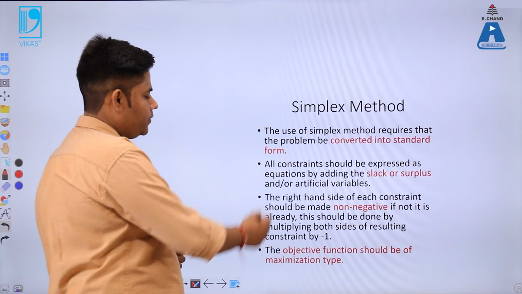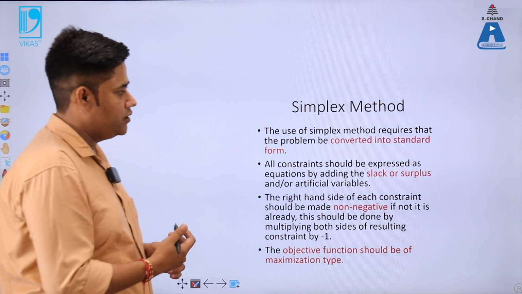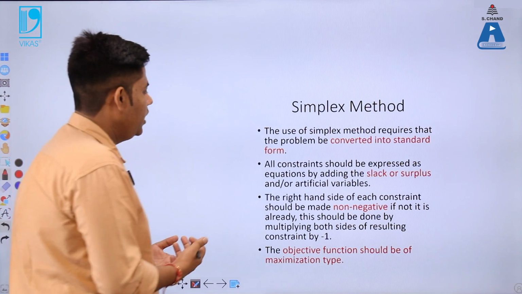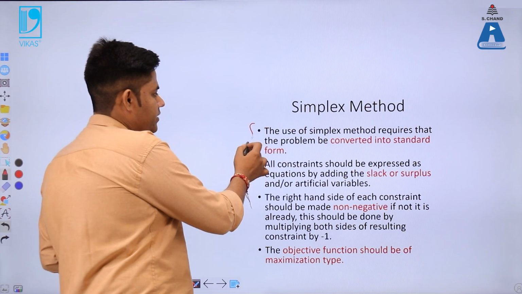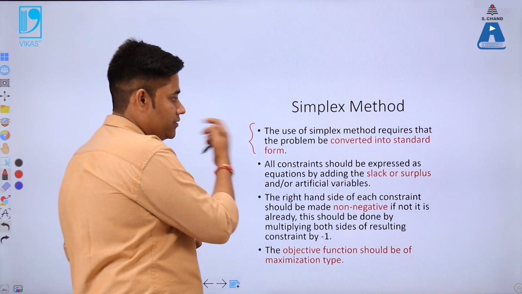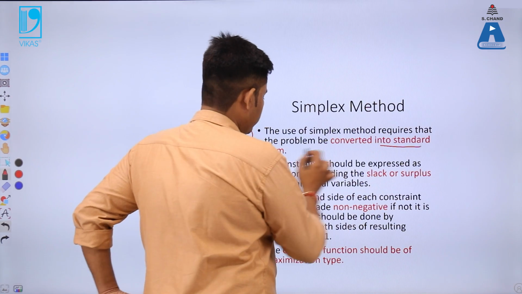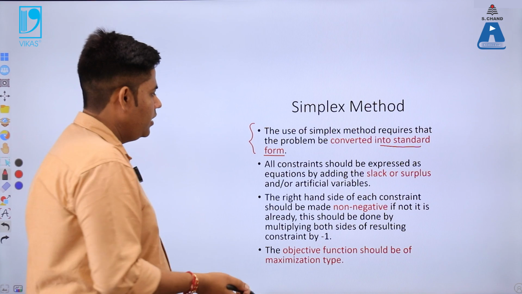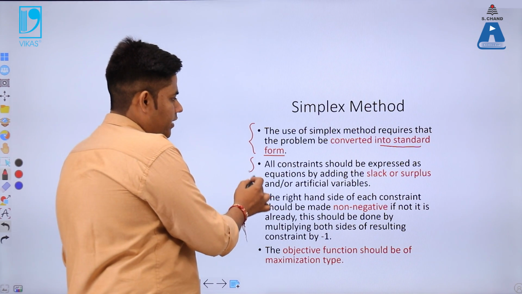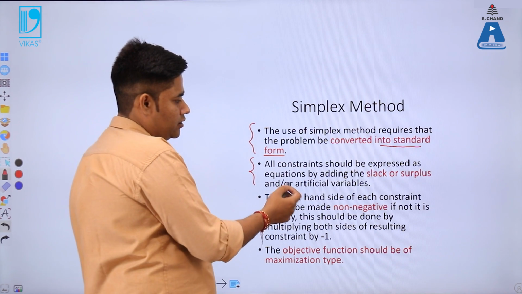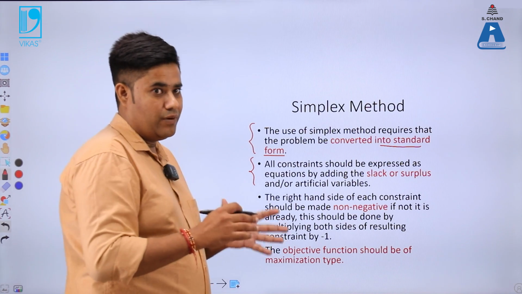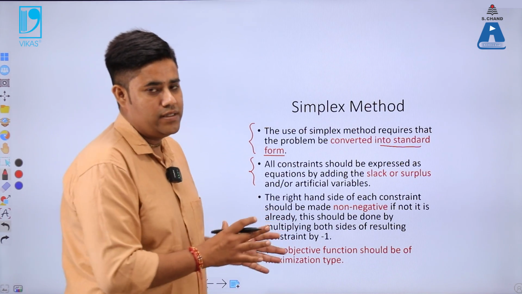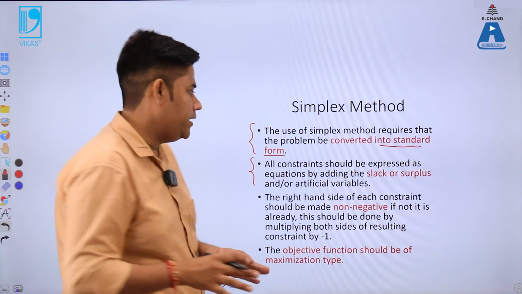It has a particular methodology, and the methodology states that the simplex method requires the problem to be converted into standard form. What is the standard form? I'll tell you in a few minutes. Then all the constraint equations are to be converted into equalities. All these inequalities are required to be converted into equalities.